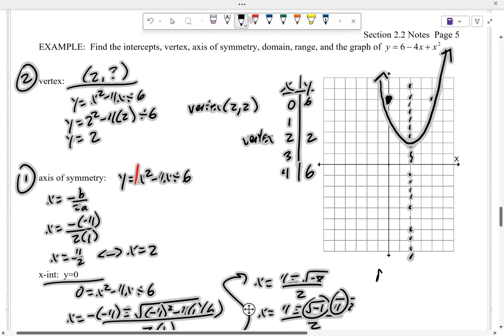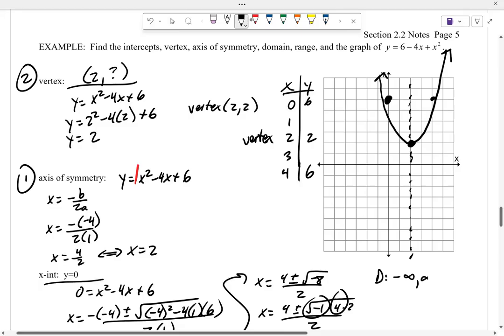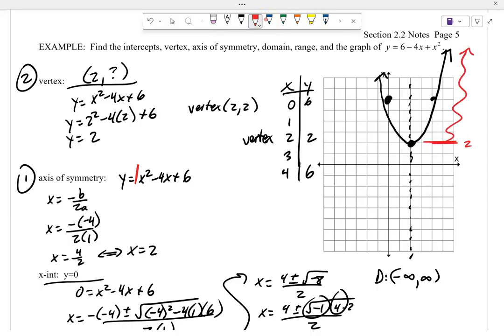Our domain, as always for these quadratics, is going to be all reals. Our range, on the other hand, notice it's got a lowest y value of 2, and it just keeps going up. Right, so our range would be from 2 on up on this.